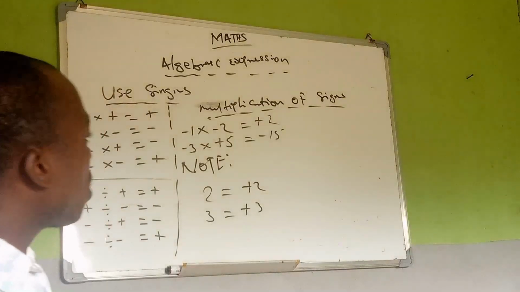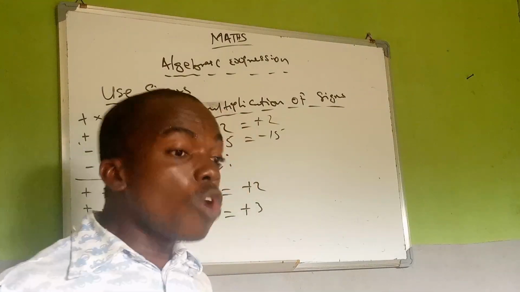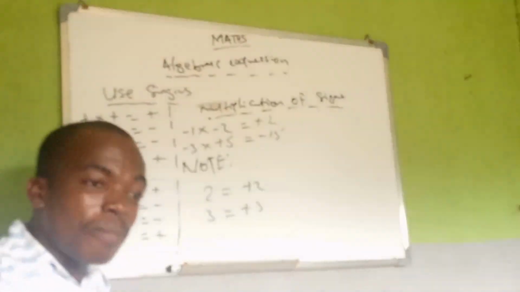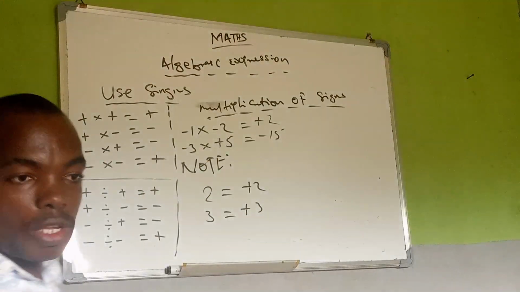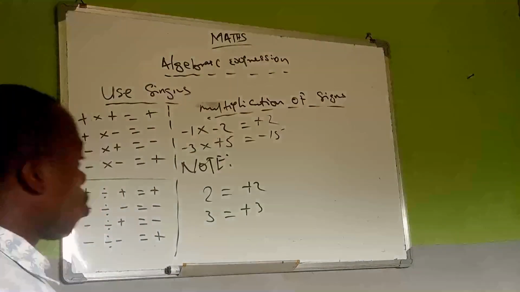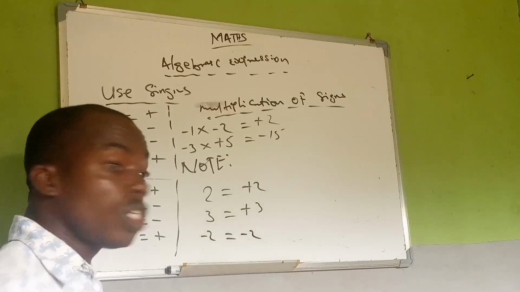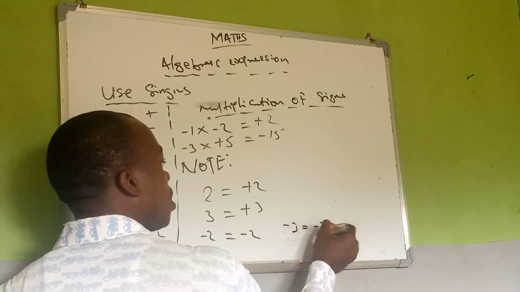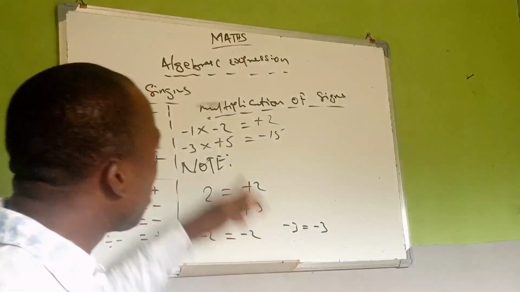But if a number is carrying a minus sign, that minus sign must always go with that number. When a number is carrying a minus sign, the minus sign must go with that number. So we cannot say -2 is equal to 2. -2 is -2, and -3 is -3. So -3 and 3 are not the same thing.